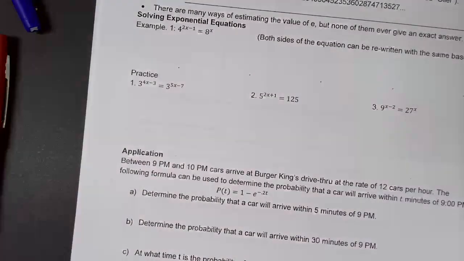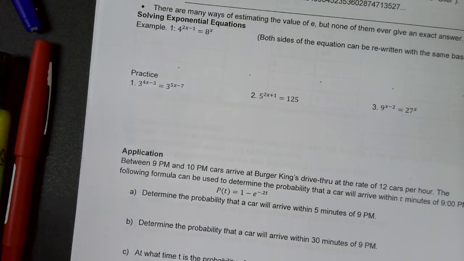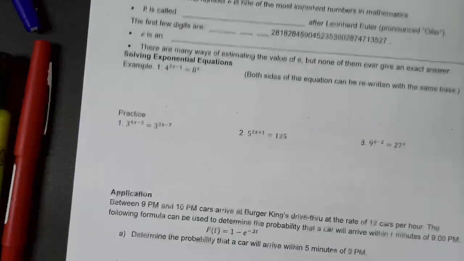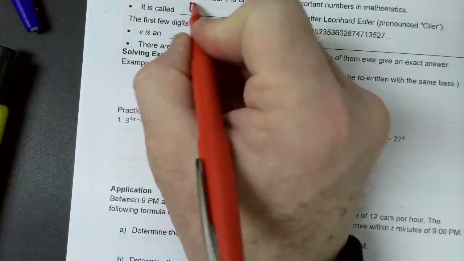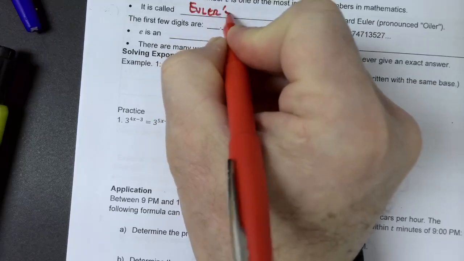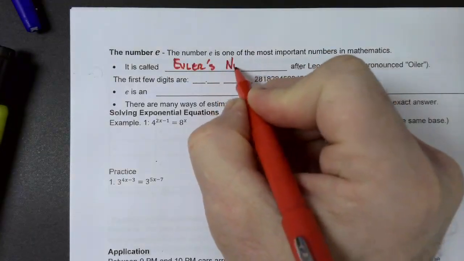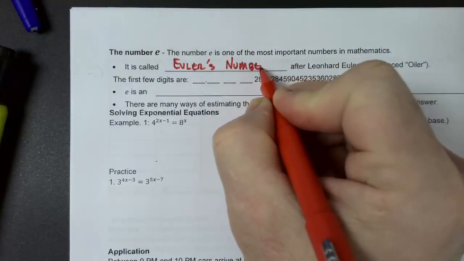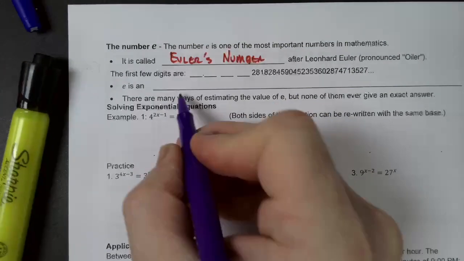Let's take a look at something called e. e is one of the most important math numbers that there are. It's actually called Euler's number. And yes, you'll hear people say "Oiler's number," but it is pronounced like Euler. And it is an irrational number.